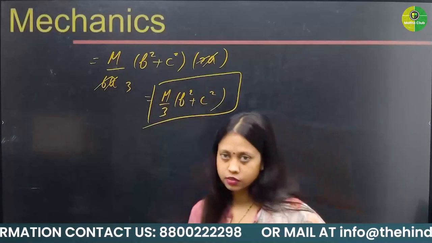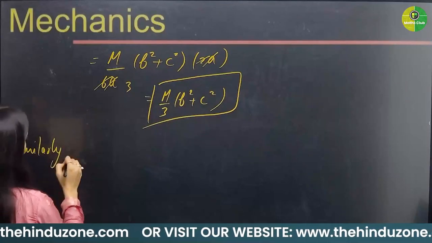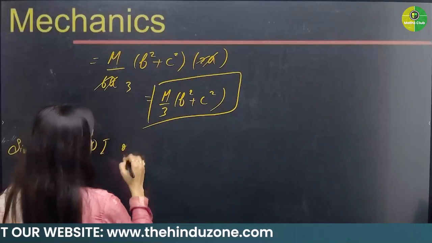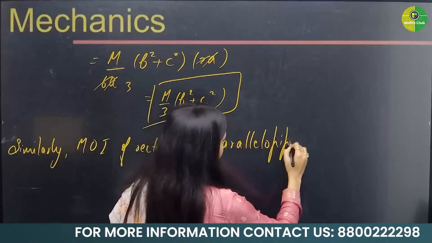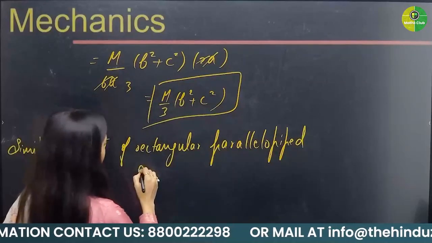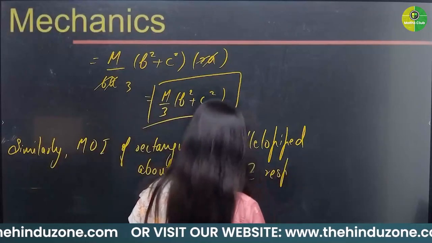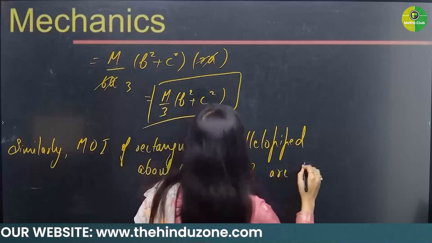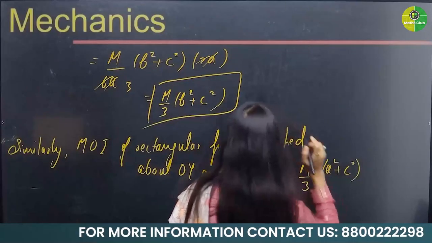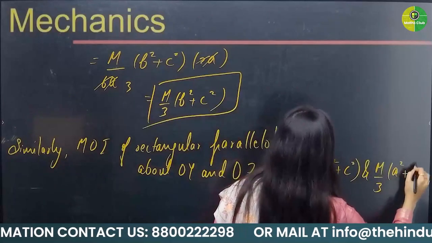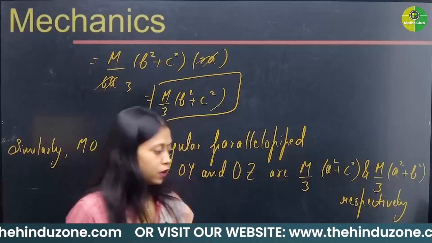Similarly, you can find the moment of inertia about the Y-axis also, and about the Z-axis. This was about the X-axis. So similarly, the moment of inertia of the rectangular parallelepiped about OY and OZ respectively is M by 3 (a square plus c square) and M by 3 (a square plus b square). In X, a is missing. In Y, b will not be there. Okay, that is your answer.